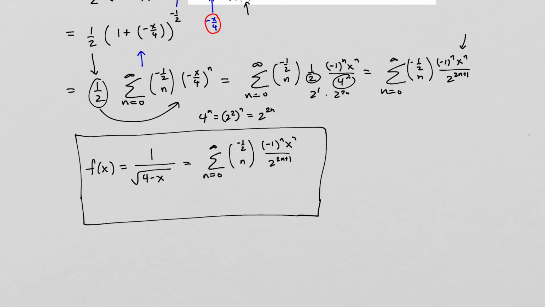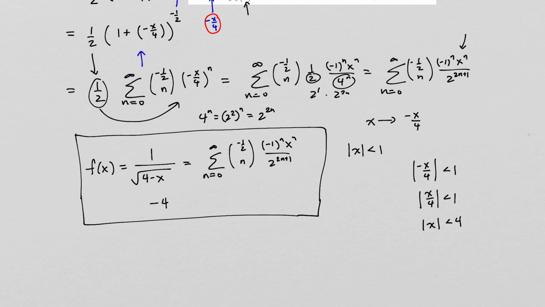Let's recall that we substituted x with negative x over 4. And we know the original binomial series converges when the absolute value of x is less than 1. So for us, we need the absolute value of negative x over 4 to be less than 1. And this means the absolute value of x over 4 is less than 1. And if you solve this for the absolute value of x, you will find that the absolute value of x needs to be less than 4, which means that this converges for all values of x between negative 4 and positive 4.